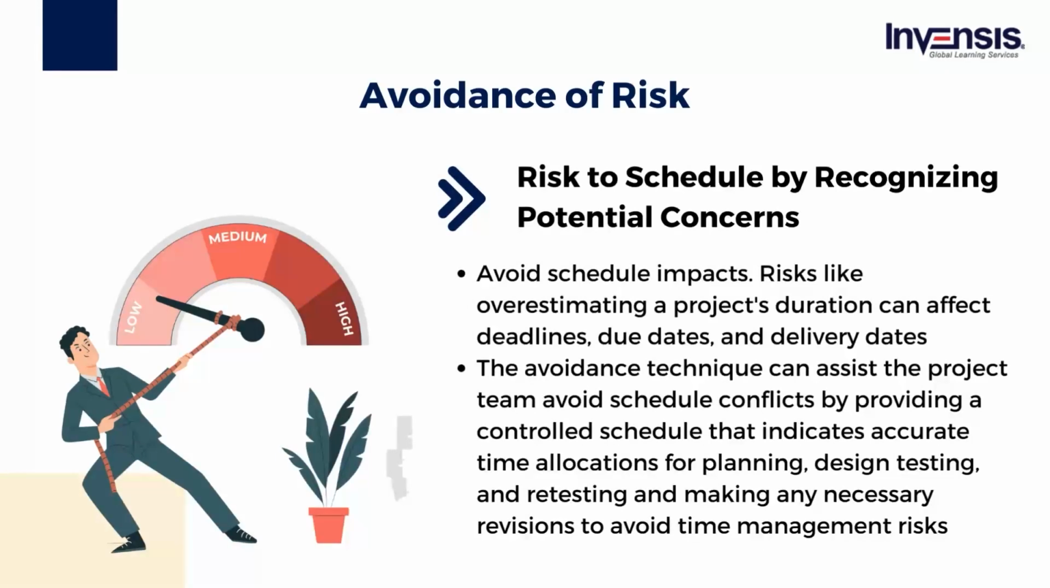By recognizing potential concerns that might impact the project's timing, it is possible to avoid schedule impacts. For example, important deadlines, due dates, and final delivery dates can be impacted by risks such as being too optimistic about a project's duration. The avoidance method can help the project team prepare strategies to prevent schedule conflicts, such as by generating a controlled schedule that shows exact time allocations for planning, design testing, and retesting, as well as making any required adjustments to prevent time management risks. It is also possible to schedule non-working hours.